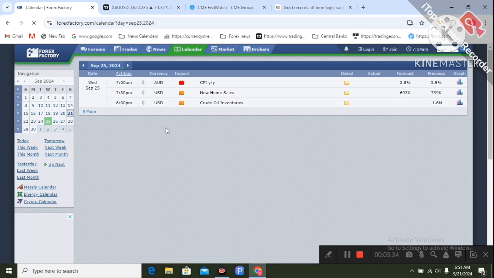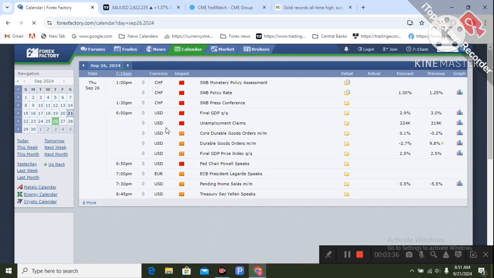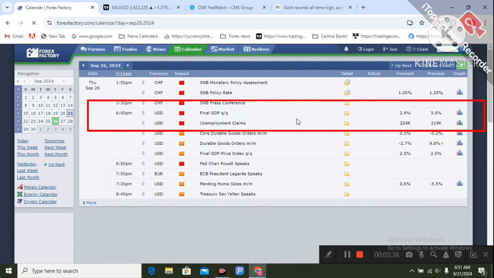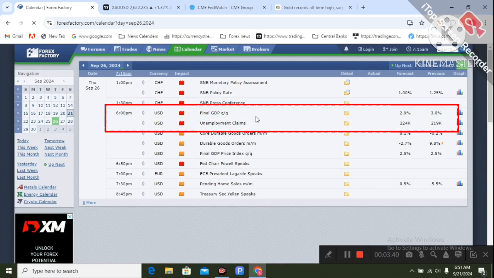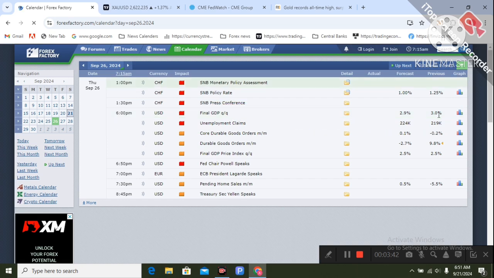So the US GDP report is there next week Thursday. You can see the US GDP quarterly report, and the Fed forecast is a drop to 2.9%. You should keep in touch with economic data and economic events if you are trading gold regarding the US dollar.